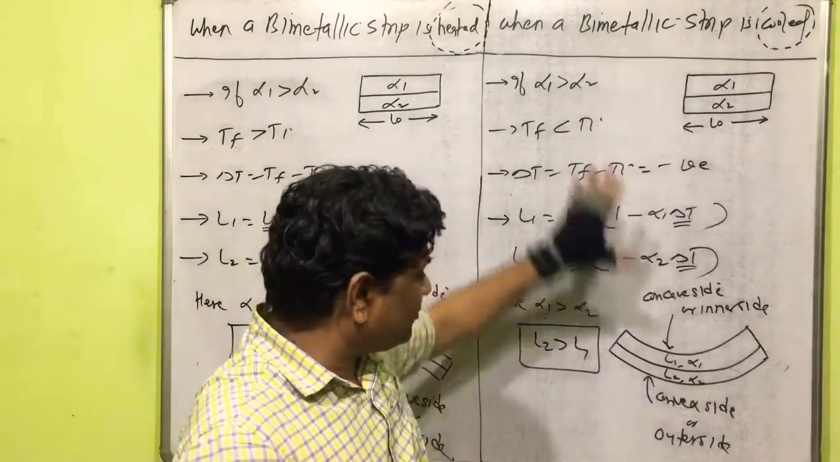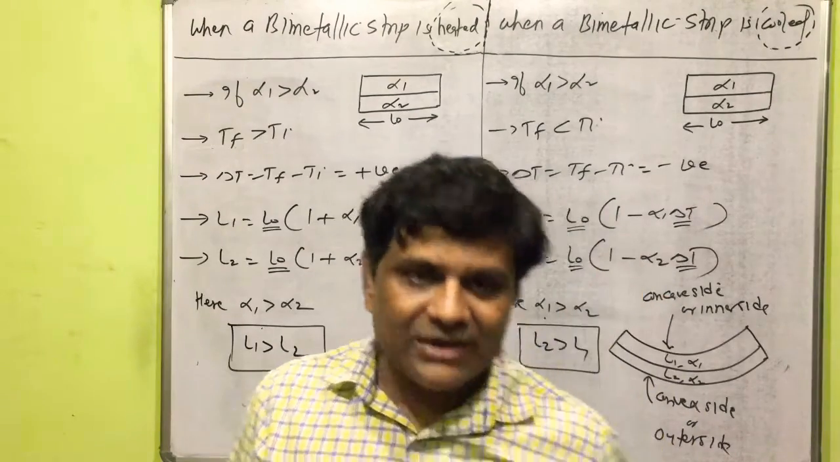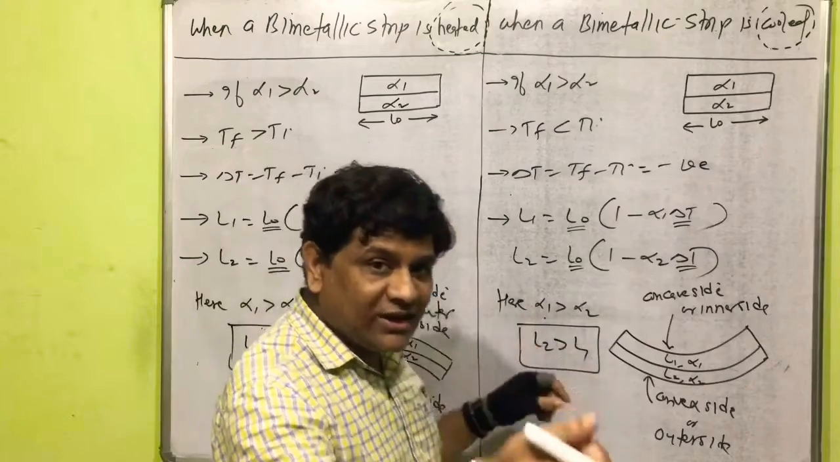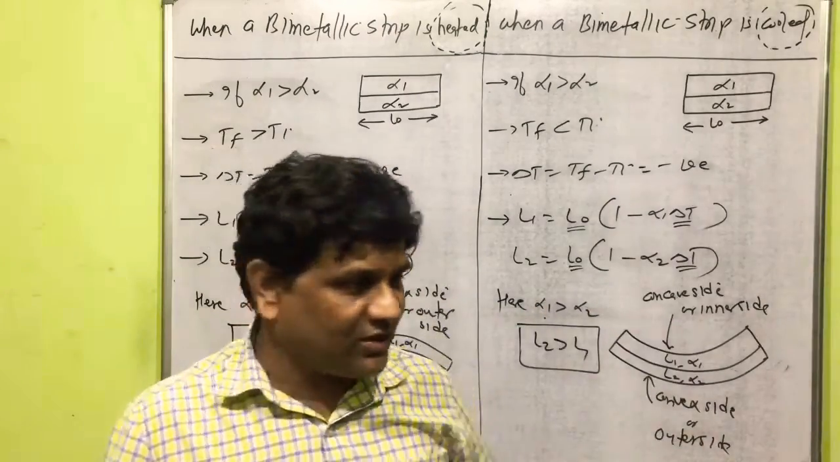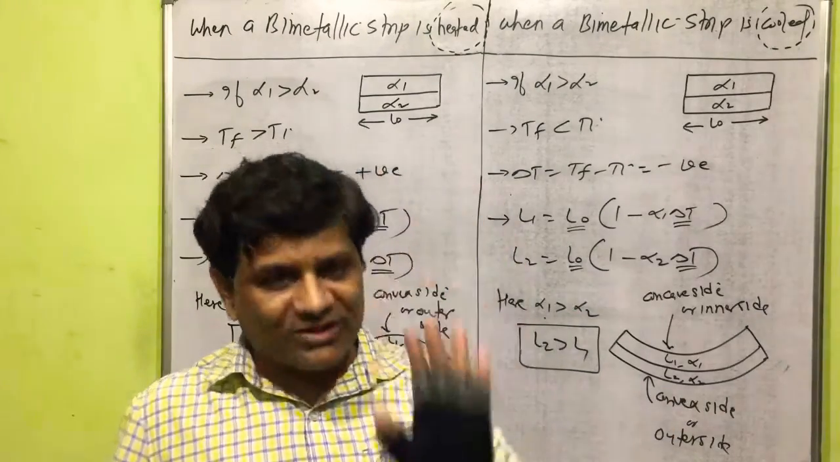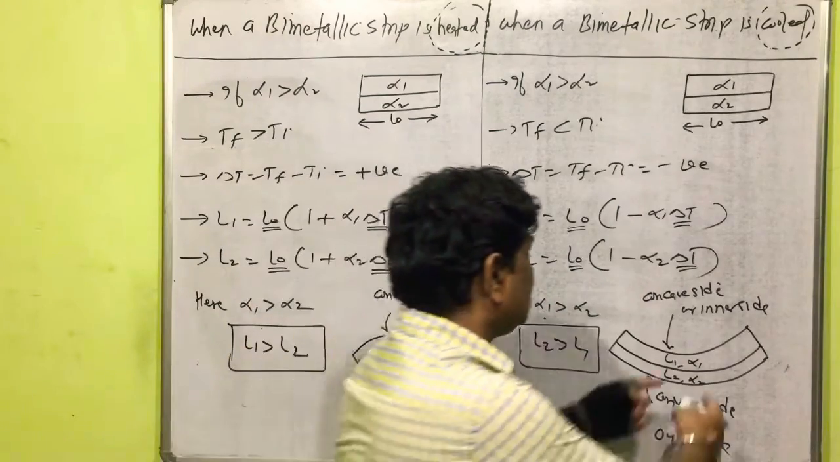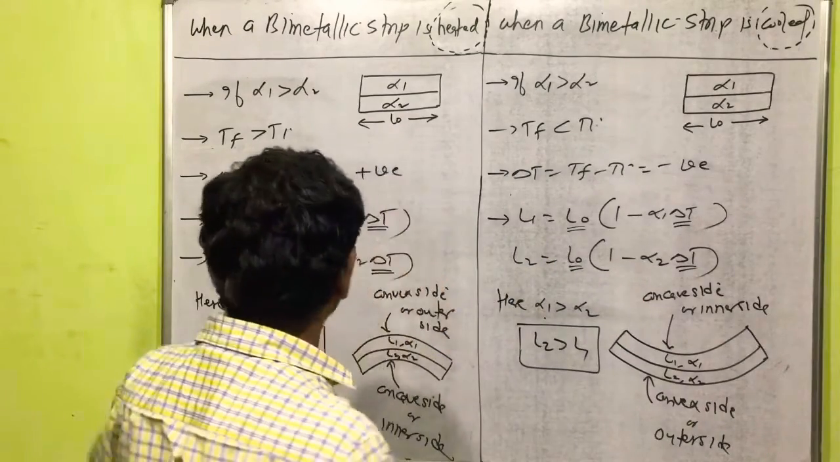So what we are learning from this part here: when a bimetallic strip is cooled, larger alpha will be on the concave side or inner side, smaller alpha will be on the convex side or outer side, and bending of the bimetallic strip will take place towards larger alpha.